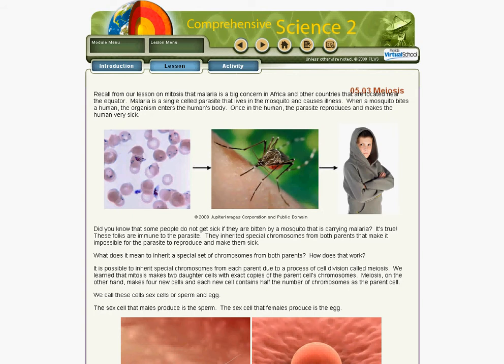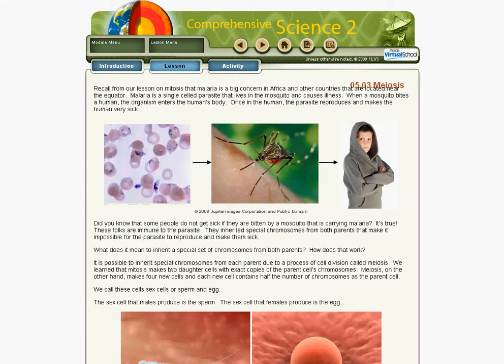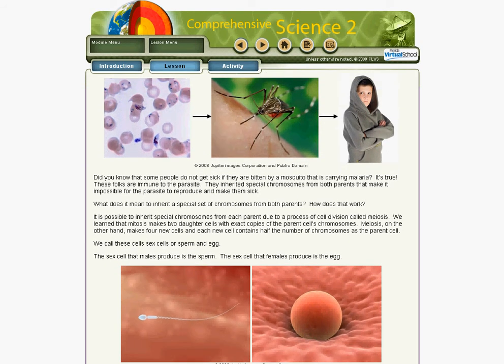Recall from our lesson on mitosis that malaria is a big concern in Africa and other countries that are located near the equator. Malaria is a single-celled parasite that lives in the mosquito and causes illness. When a mosquito bites a human, the organism enters the human's body. Once in the human, the parasite reproduces and makes the human very sick. Did you know that some people do not get sick if they are bitten by a mosquito that is carrying malaria? It's true. These folks are immune to the parasite. They inherited special chromosomes from both parents that make it impossible for the parasite to reproduce and make them sick.